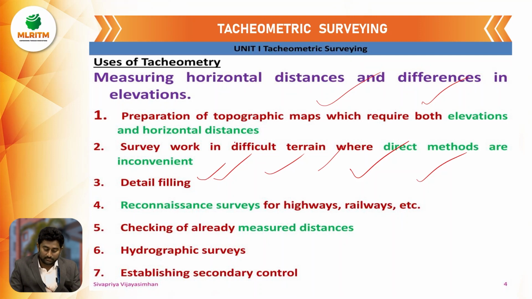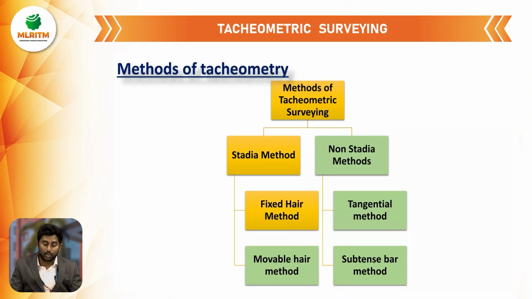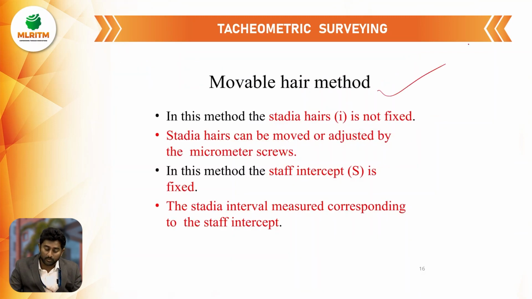So detail filling, reconnaissance and surveys on highways, railways and bridges, etc. So hydrographic surveys should be noted in the survey. Establishing the secondary contour. Next, methods of tacheometry. These are the two methods, stadia method and non-stadia methods. So first one is fixed hair method, second one is movable hair methods. In this, stadia hair method is tangential method and substance bar method. This is the movable hair method.